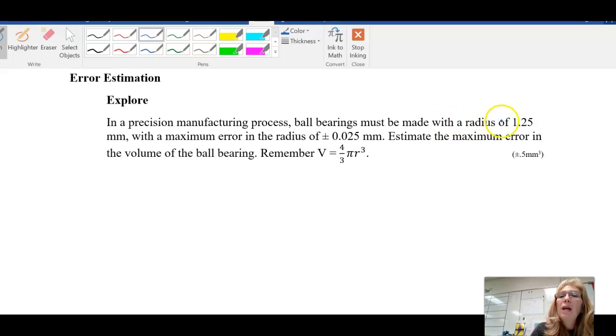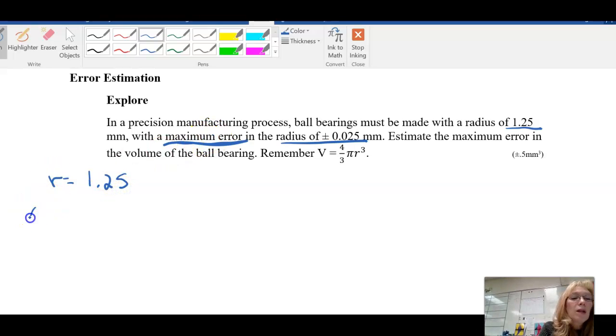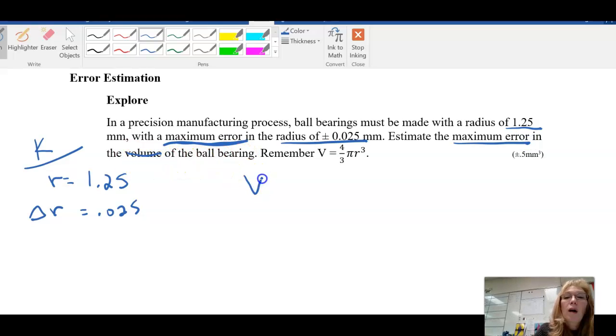Okay, ball bearings must be made with a radius of 1.25, with an error in the radius. Okay, so we have the radius equals 1.25. Error in the radius, so the change in the radius is what we're looking at, is 0.025. That's from our reading. This is what we know. Estimate the maximum error in the volume of the bearing. So we know volume is equal to 4/3 pi r cubed. And we want to find the error in volume.